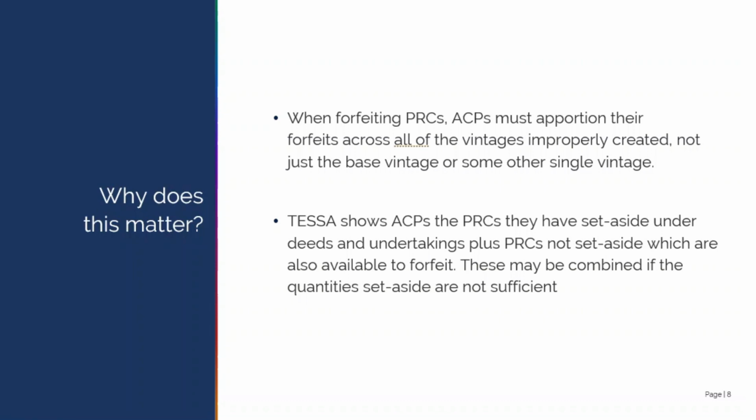When forfeiting PRCs, ACPs must apportion their forfeits across all of the vintages for which they've improperly created the PRCs, not just the base vintage or some other single vintage. TESA shows ACPs the PRCs that they have set aside under their deeds and undertakings, and it'll also show PRCs that are not set aside, which are also available to forfeit. And these can be combined if the quantities set aside are not sufficient. TESA will tally these up and show you the total.